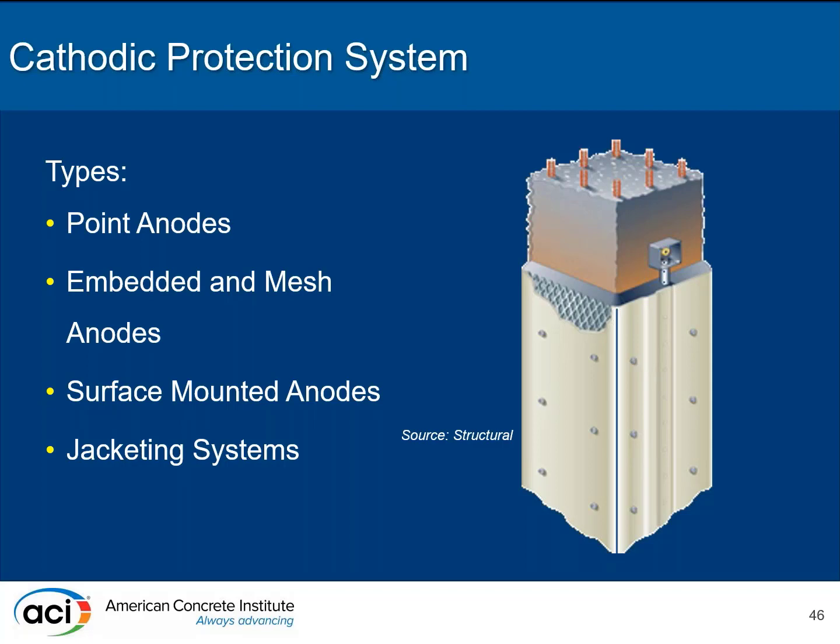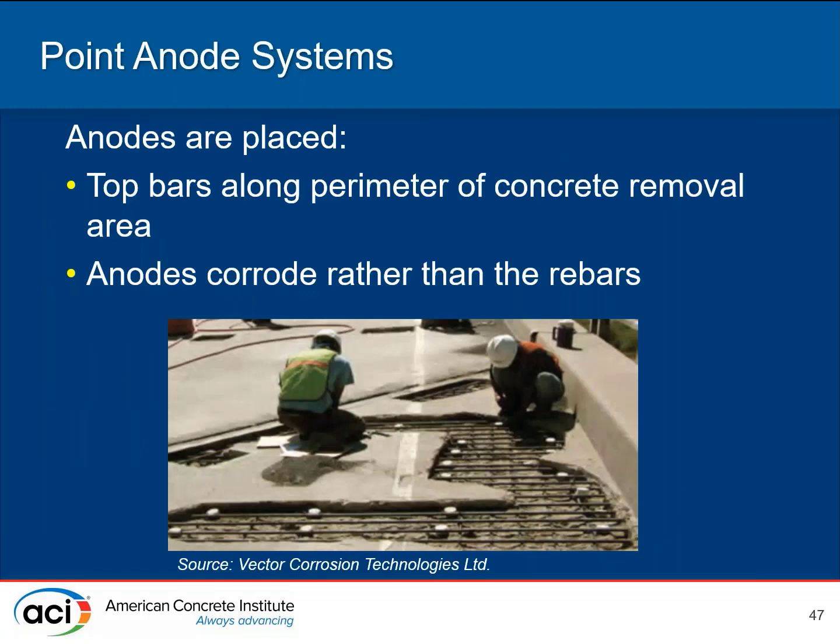So again, cathodic protection systems are a good way to overcome some of the problems you're getting into when you're doing these partial depth repairs. And depending upon the specific project and specific aspect, you can really do this in a variety of ways. I wanted to delve down a little bit into two of these systems. Point anode systems. These are the hockey pucks. They're the ones that are most frequently involved in the partial depth repairs.